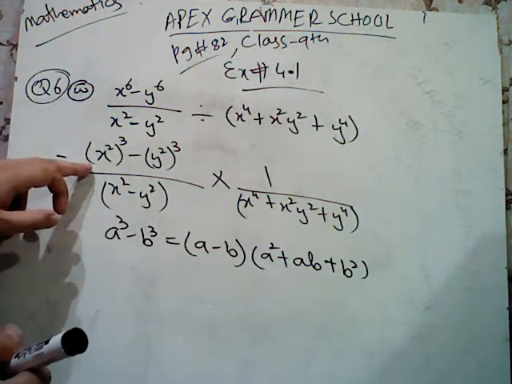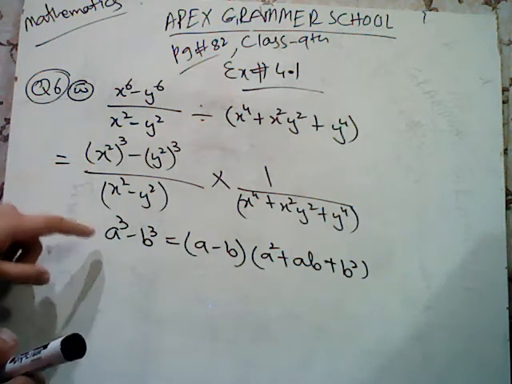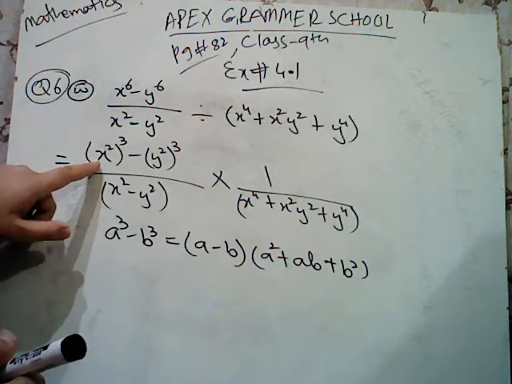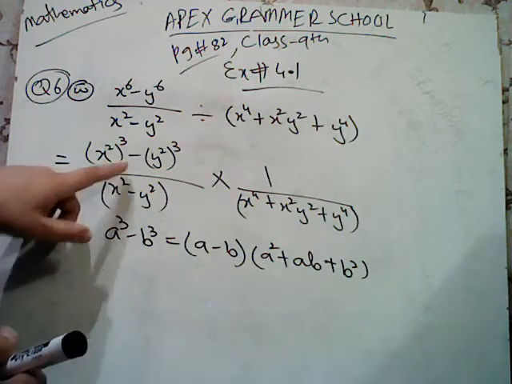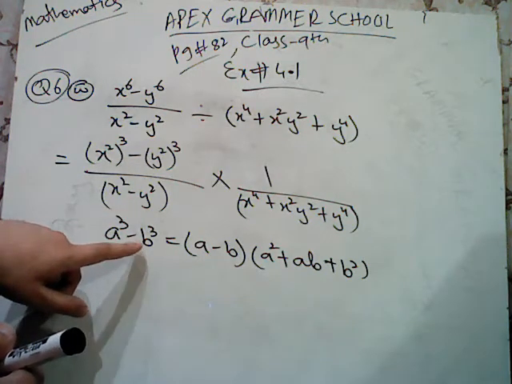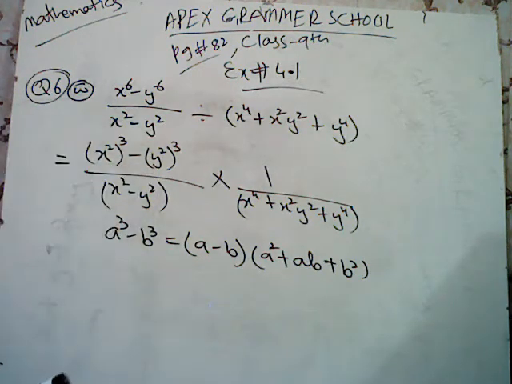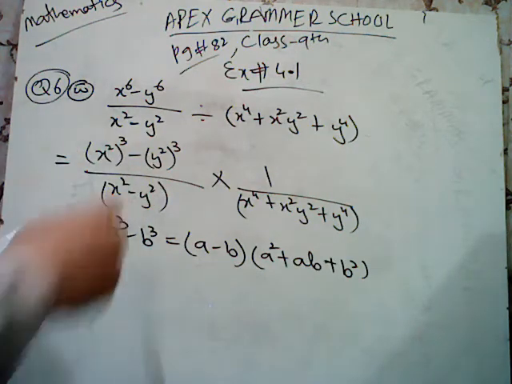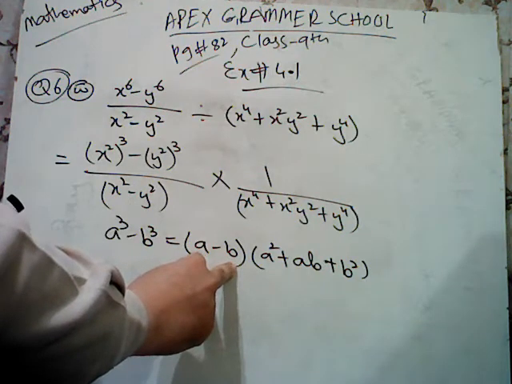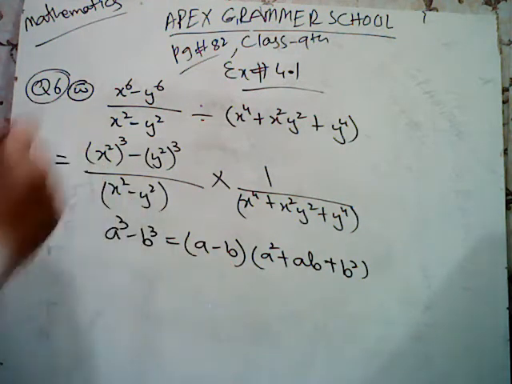This is of this type. You can see that instead of x square, in the general form this is a minus b cube, and the value of b is y square. So I am going to open it. It will become a minus b. So the value of a here is x square.